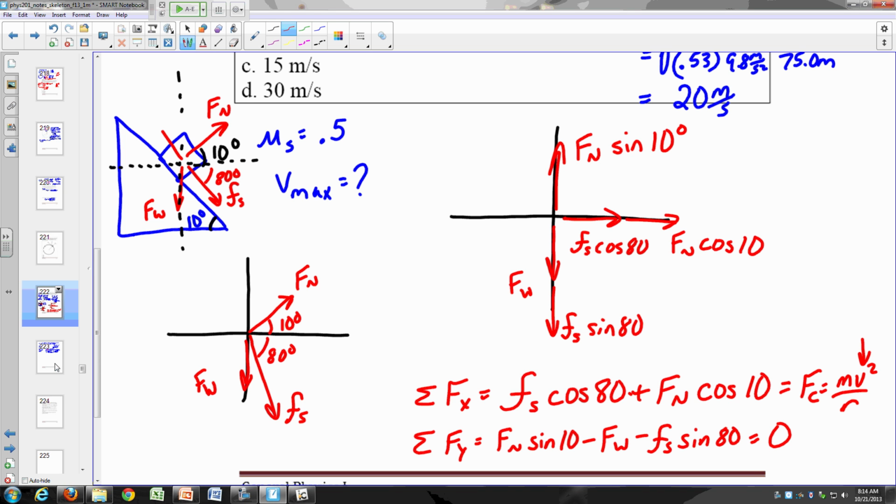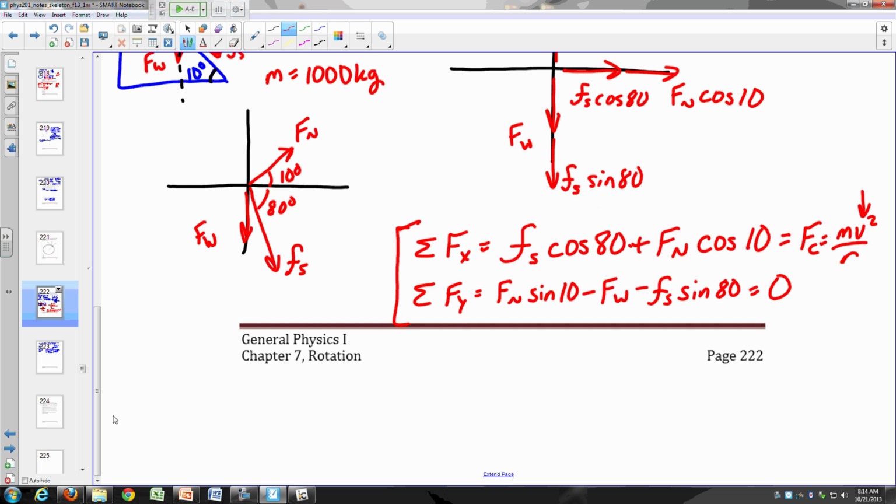No, I'll need to know the mass of the vehicle. So we'll give you the mass. It's 1,000 kilograms. All right, and then I have two equations here I can solve. I know that Fs is equal to mu force normal.